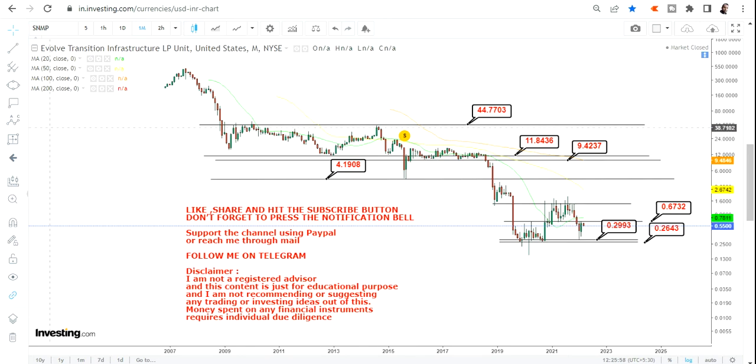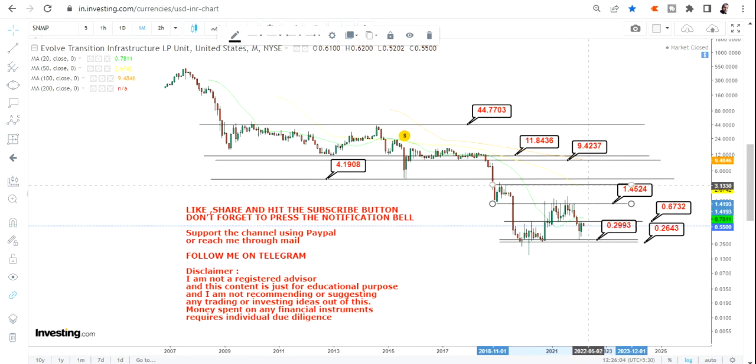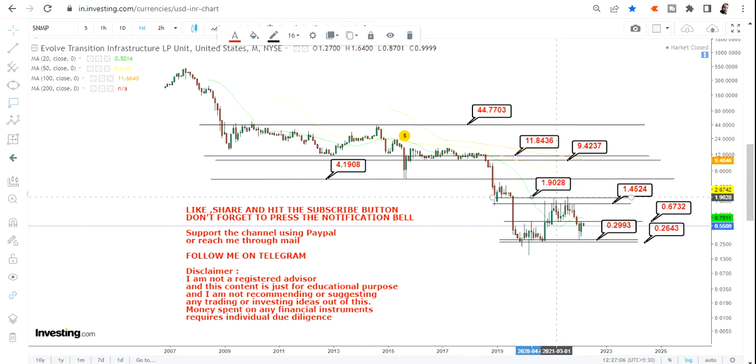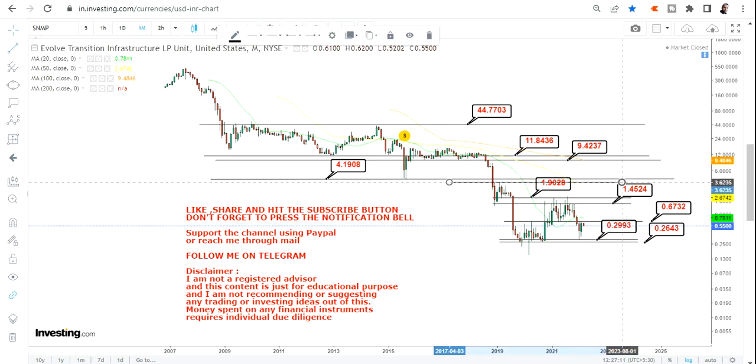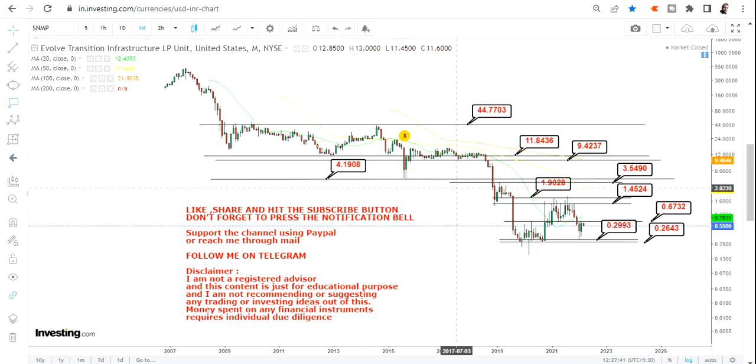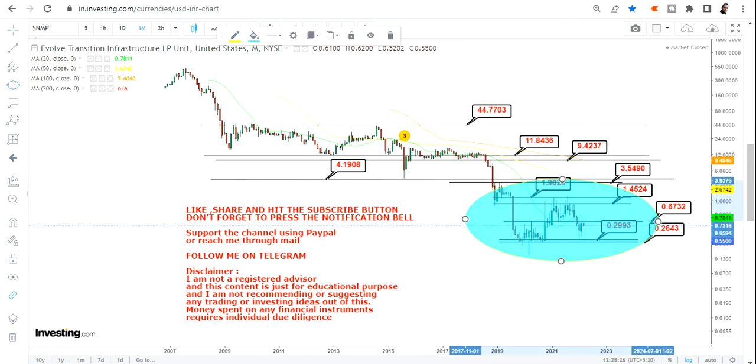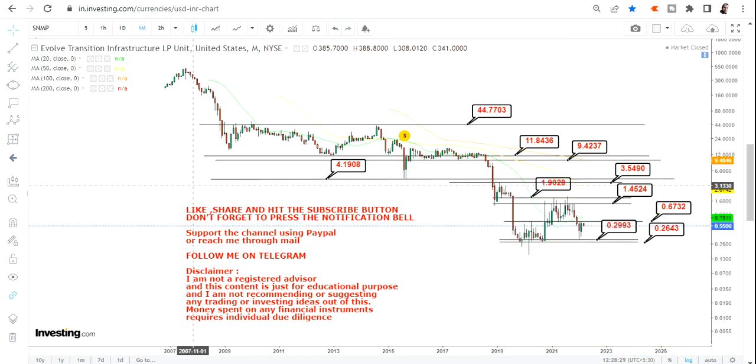Because it is sustaining above 0.29, the next target we're going to have here is 0.67. And only if the stock surpasses 0.67, we have 1.45. And the upper end of the range will be $1.9. And only if the stock moves above $1.9, the range will open up, and the target that we're going to look at is in between 3.54 and 4.19. Now as I told you, this highlighted section is the range that you need to look at as of now.